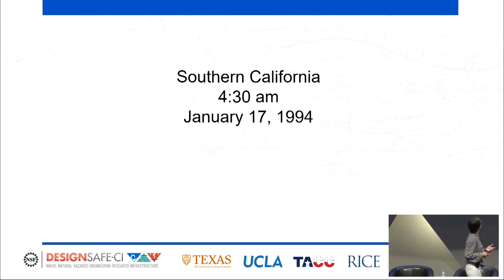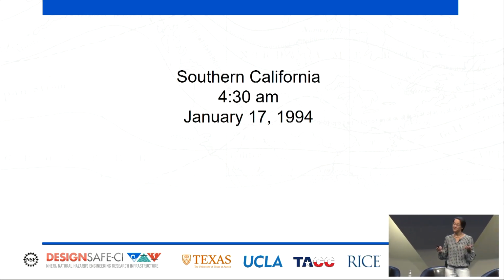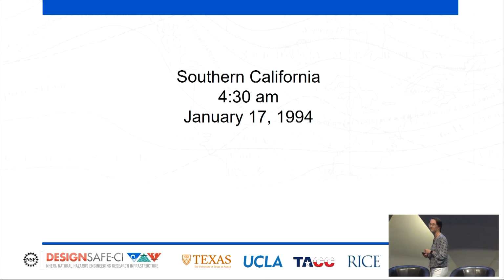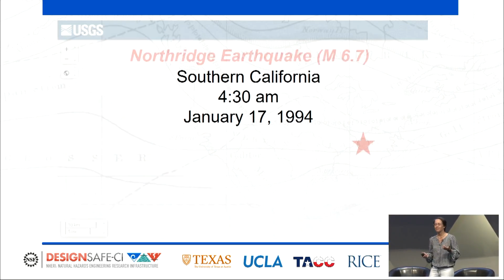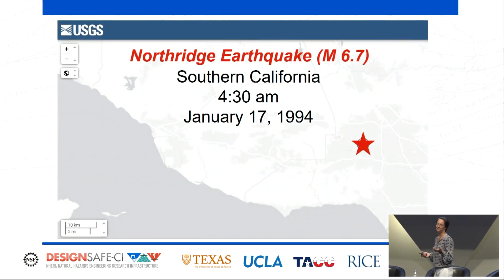So I want you to think about what might have happened, or what did happen in Southern California at 4:30 a.m. on January 17th, 1994. I'll give you a second to think. You might kind of know from John's talk. But it was the Northridge earthquake. And I have a fun anecdote about this event.